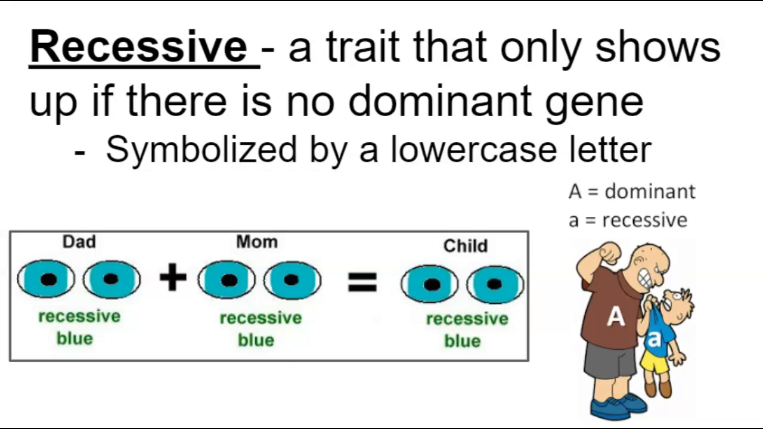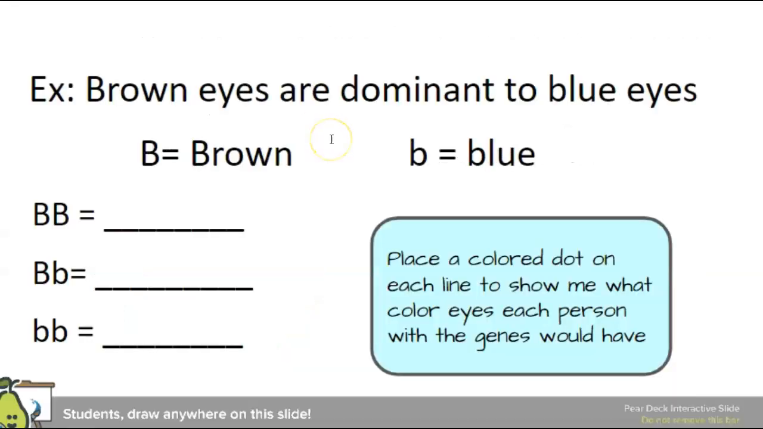So let's do a little practice here. Brown eyes are dominant to blue eyes. The first thing we always do is assign a letter. Capital B is brown, lowercase b is blue. Okay. So if we have two big B's, remember one from one parent, one from the other parent. So every individual always has two. Okay. Brown eyes, big B would be brown.